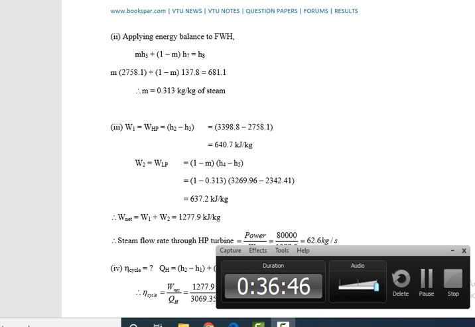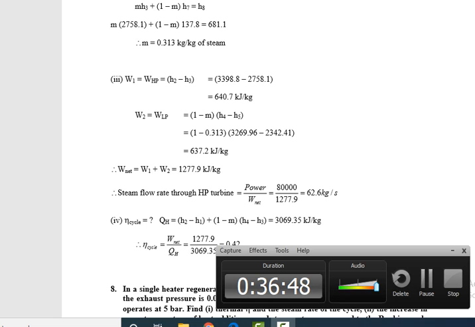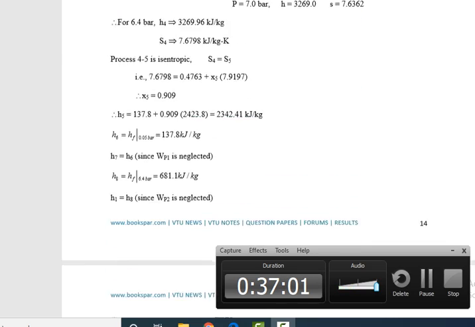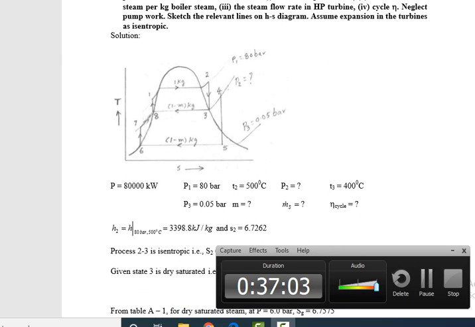We have to find out the W net. Why are we finding out W net? Because we are finding out the steam flow rate. Therefore, W1 equal to nothing but S2 minus S3, the pump work. Just put the values 640.7, S2 minus S3. Again go to the diagram, S2 minus S3.